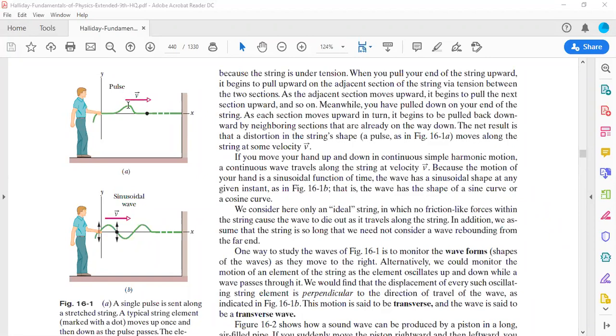So its components of the string are moving perpendicular to the direction of travelling. The wave is travelling towards the right, and the particles of the string are moving perpendicular to it. A similar example is when you throw some stone in water.